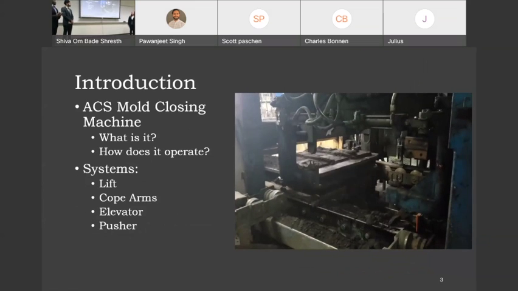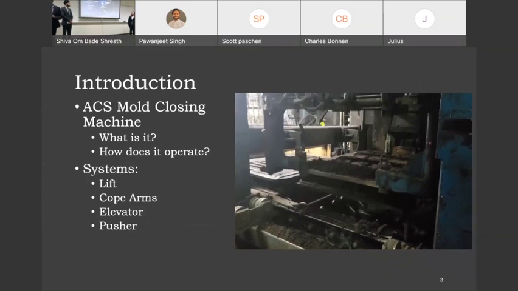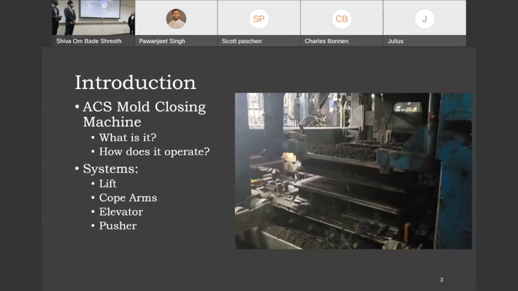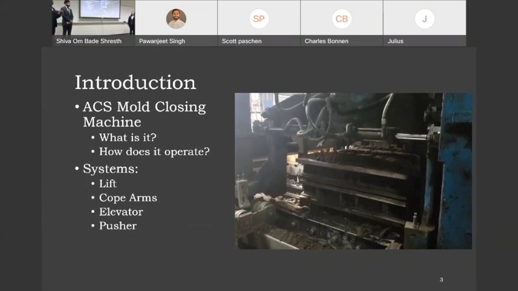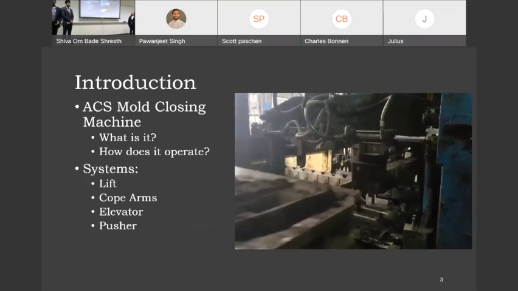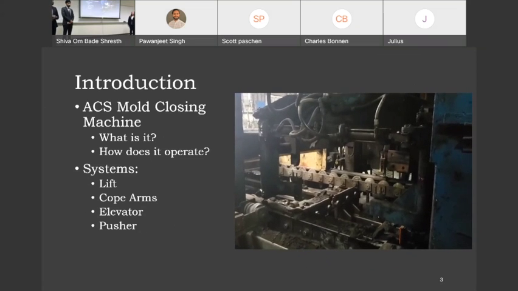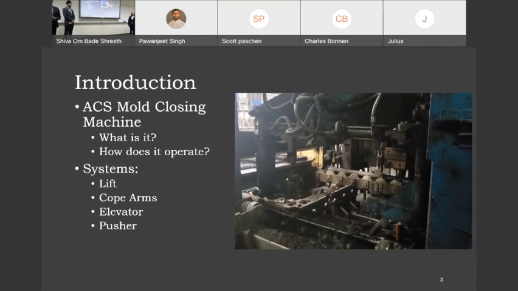So the ACS closing machine is responsible for aligning the cope and the drag mode, as in the video, cope, one that goes on top and the drag goes below. And the system comprises of a lift, cope arms, elevator, and a pusher.